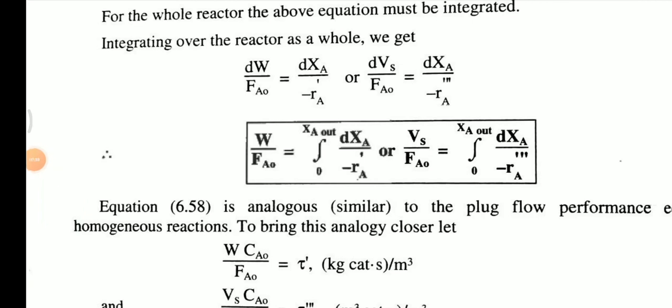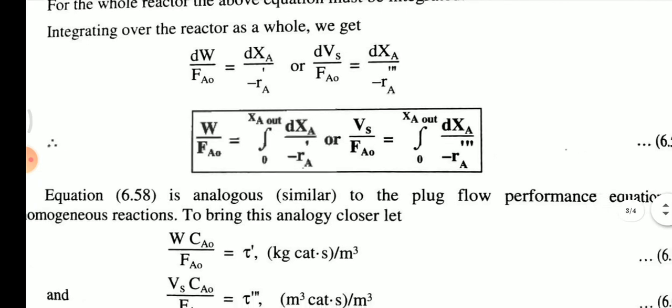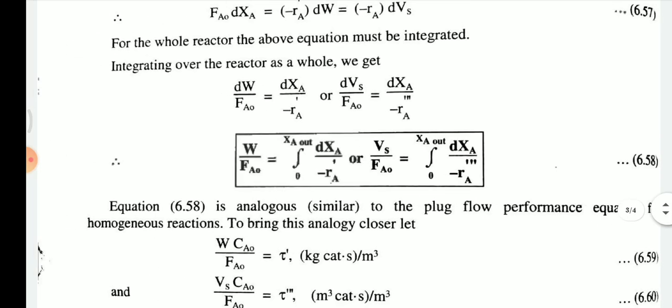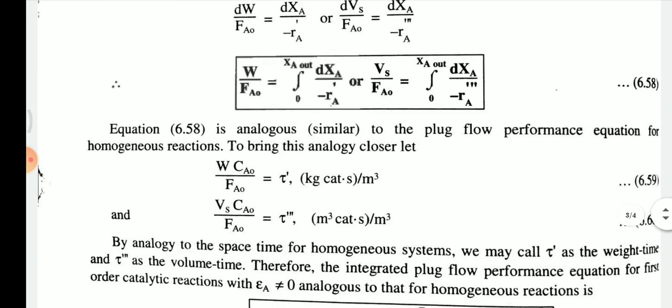So dxa upon minus Ra, or it will be Vs upon Fa0 integrating from 0 to xa out. Okay, now this equation 6.5 is similar to the plug flow performance equation for homogeneous reactions. Okay, this equation is similar to the plug flow reactor.